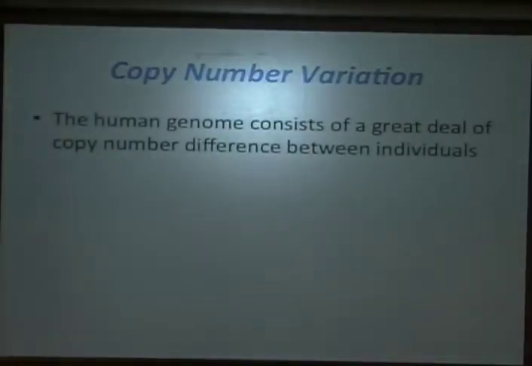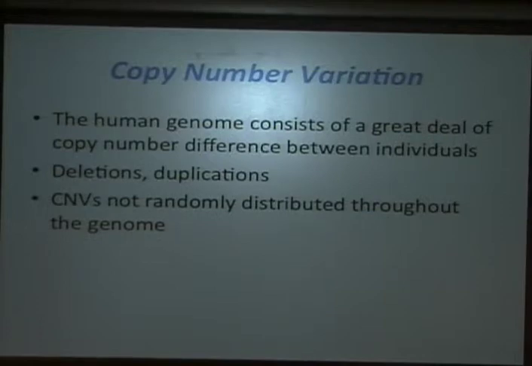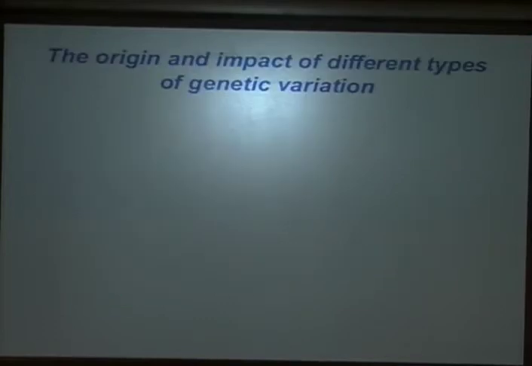So, to summarize this: the human genome consists of a lot of this kind of difference, deletions and duplications, and they are not randomly distributed throughout the genome, as I showed you in that map of where they all are. And the sequence architectural features influence the rates of them occurring. Okay.